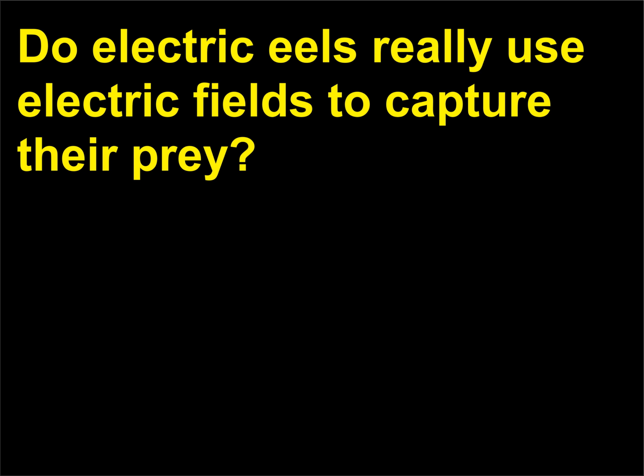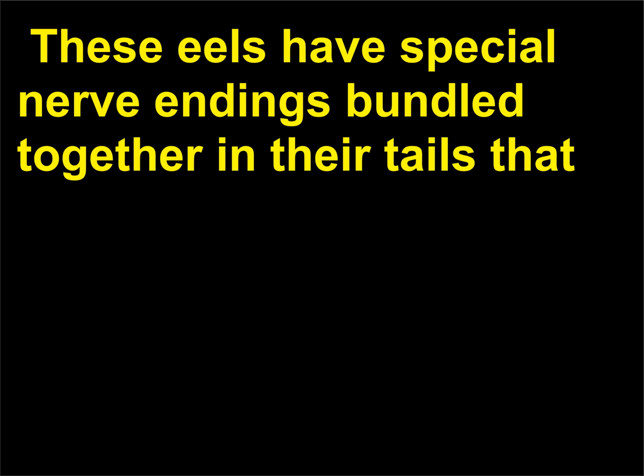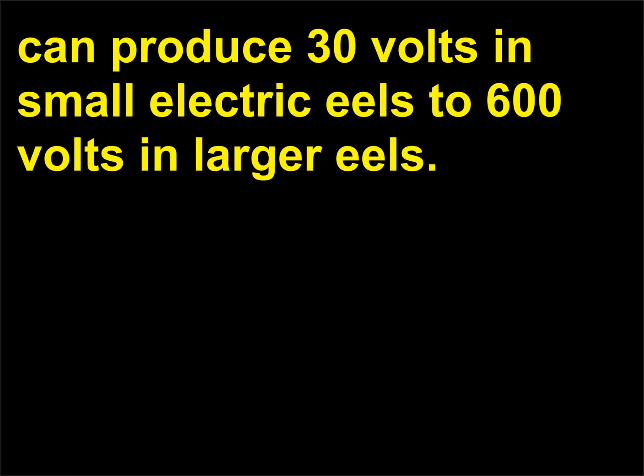Do electric eels really use electric fields to capture their prey? Electric eels do indeed set off electrical pulses to stun and even kill their prey. These eels have special nerve endings bundled together in their tails that can produce 30 volts in small electric eels to 600 volts in larger eels.